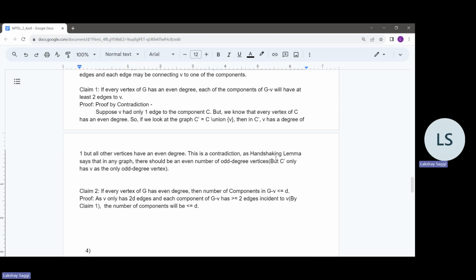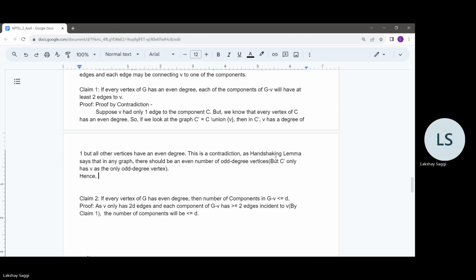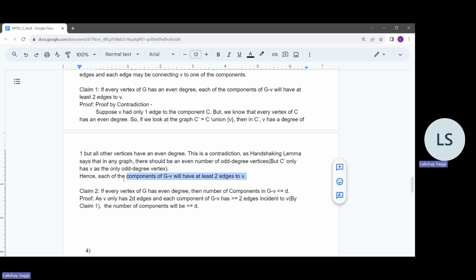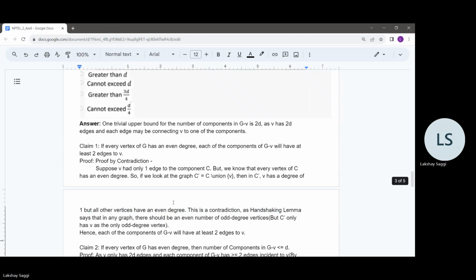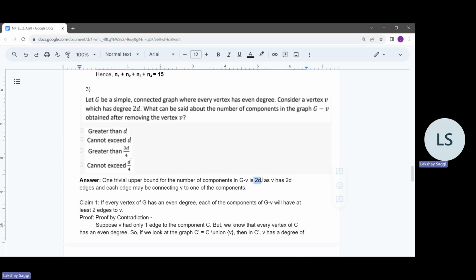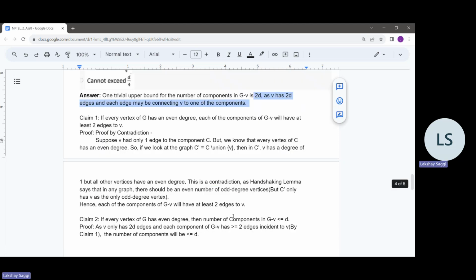So this is why we obtain a contradiction, and hence each of the components of G minus V will have at least two edges to V. And so if we have proved this, then claim 2, as we had initially said, is trivial if claim 1 was true. So we have proved that the number of components will be less than or equal to D. For any general connected graph, the number of components will be less than or equal to 2D. But for special graphs where every vertex also has even degree, the number of components will be less than or equal to D.